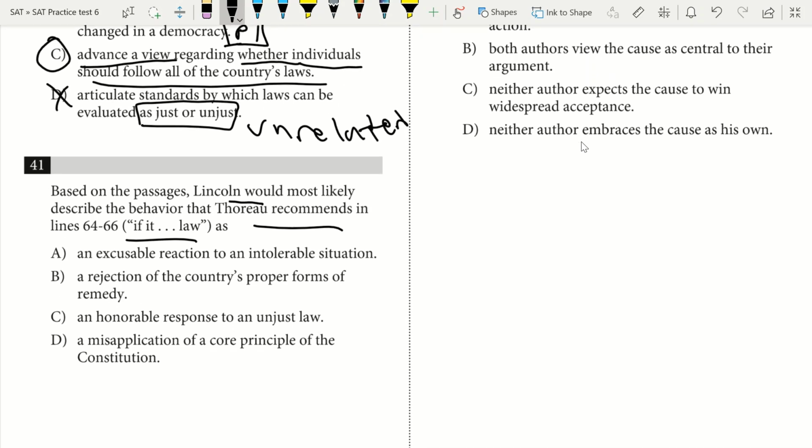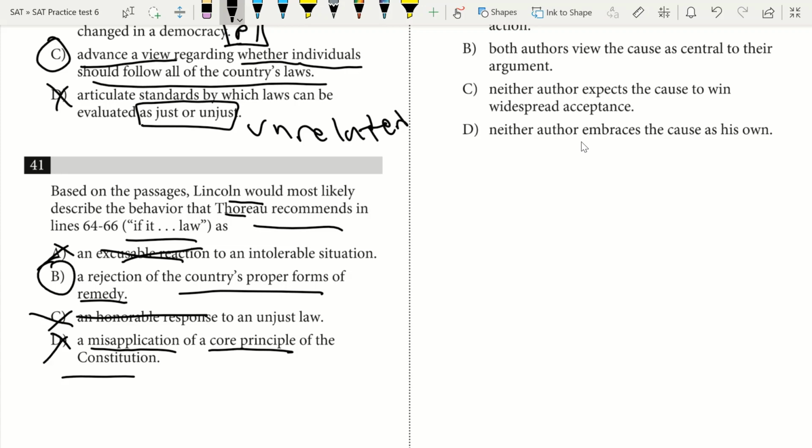Lincoln would most likely describe that behavior as what? We have option A, an excusable reaction. Okay, he doesn't think it's excusable to break the law, so A is wrong. B, a rejection of the country's proper forms of remedy. Yes, Lincoln argues that you should go through the proper legislative forms to change the law rather than break it. So B is going to be our correct answer there. C, an honorable response to unjust law. He doesn't view it as honorable. He views it as dishonorable. D, a misapplication of a core principle of the Constitution. He doesn't think that it's in the Constitution to break laws. He thinks the Constitution says you should uphold them, so D is also incorrect.